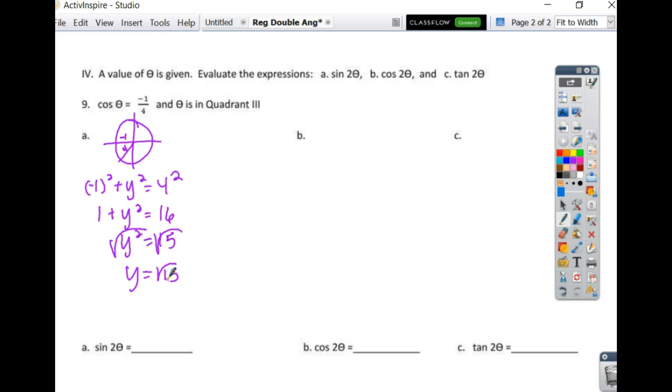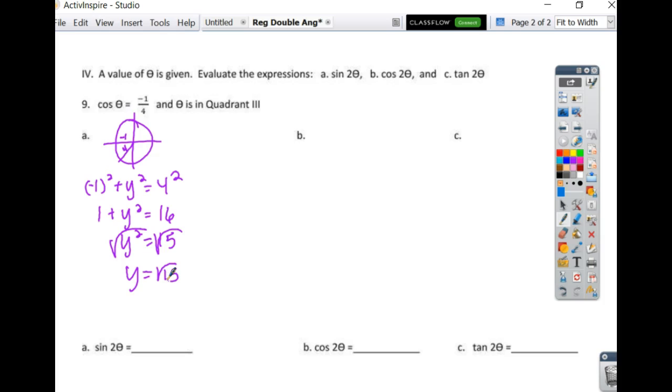So I see a lot of you wrote this and just put your pencil down because you're like, no. What's wrong with that? That's the answer. All right, so that's your y value.